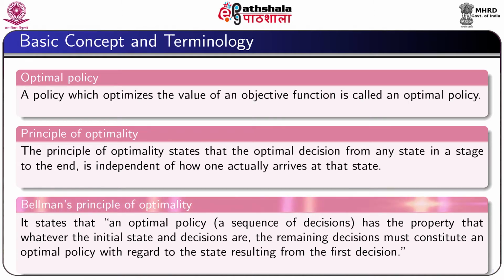Bellman's principle of optimality. This principle states that an optimal policy has the property that whatever the initial state and decisions are, the remaining decisions must constitute an optimal policy with regard to the state resulting from the first decision. This principle implies that a wrong decision taken at a stage does not prevent from taking optimal decisions for the remaining stages.